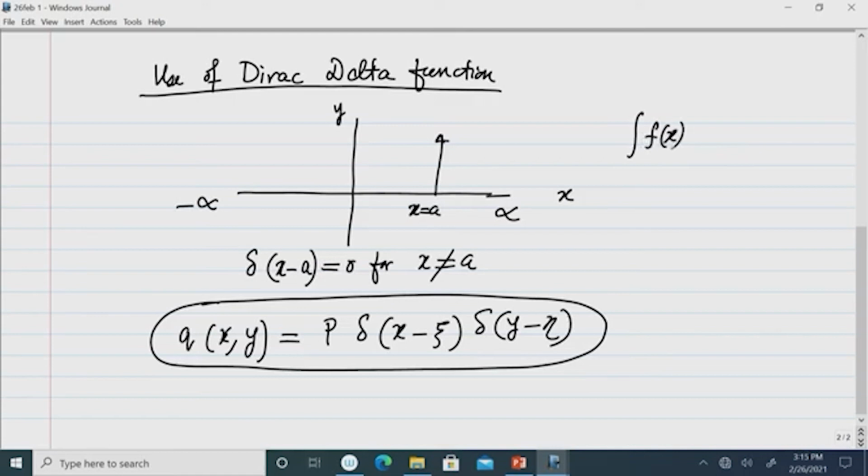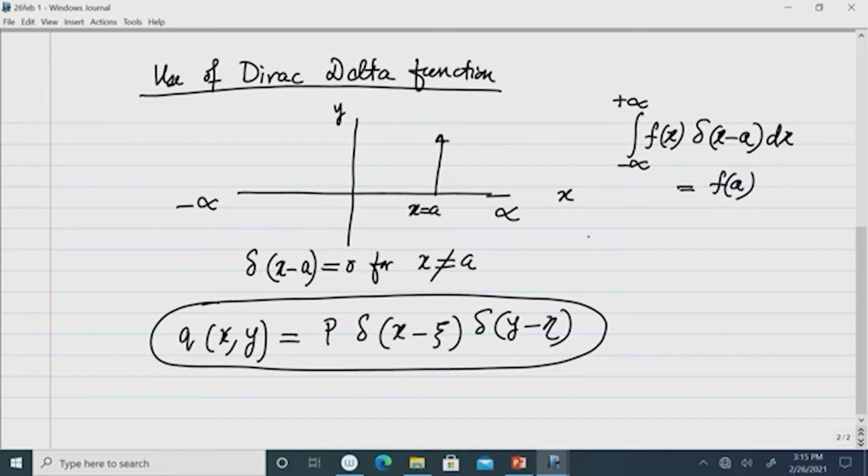So, the property of the Dirac delta function that is used to simplify the calculation is this. The Dirac delta function defined at the point x equal to a, multiplied with any function, say f(x), and integrated over the real line between two limits, minus infinity to plus infinity, any limits, then the integral will be just the value of the function evaluated at the point x equal to a.